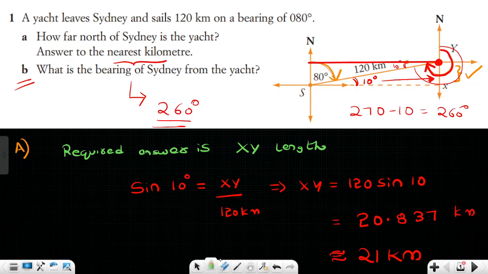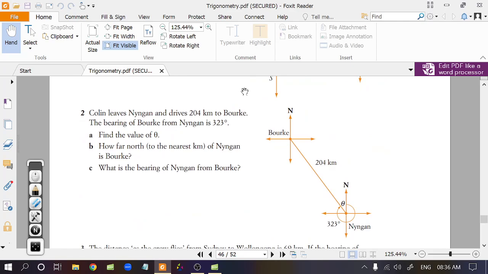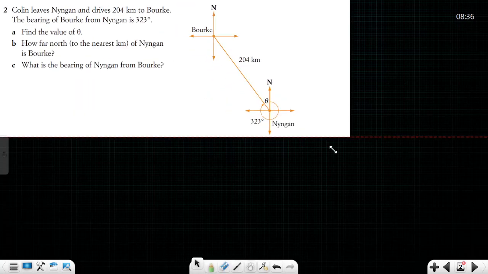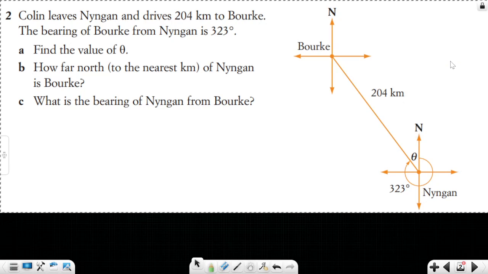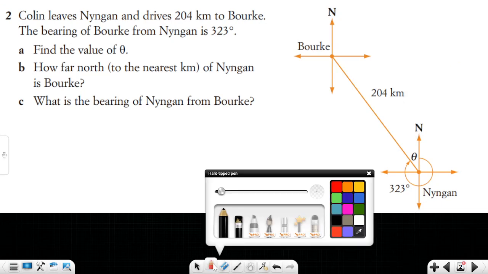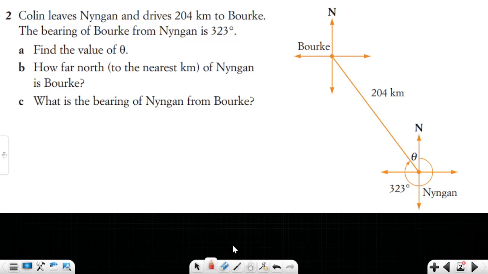Okay, I think the answer to the first question is clear, right? Now I'm going to the second one. The second one is: Colin leaves Ningan. Okay, I think these are city names in Australia. Colin leaves Ningan and drives 204 kilometers to Bork. Okay, he started here and ended his journey at Bork. The bearing of Bork from Ningan is 323.